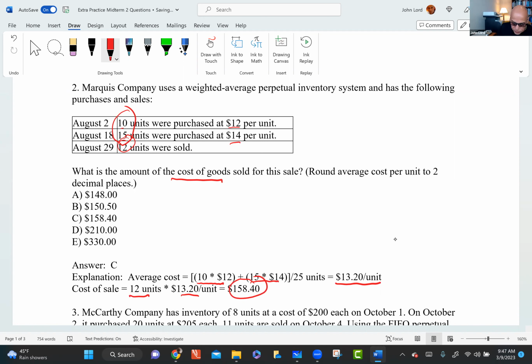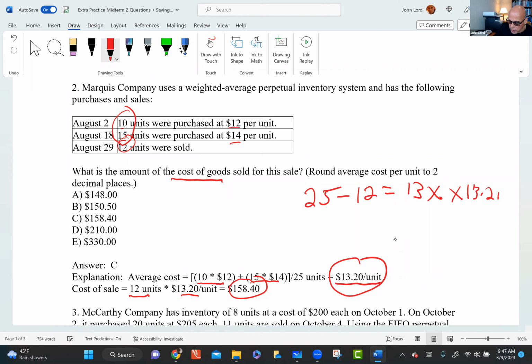Now, the question didn't ask this, but if it were to ask, what's the value of the ending inventory? This has cost of goods sold. If they asked the value of the ending inventory, we would have bought 25, I should say. We sold 12, so we have 13 left, and we would take that 13 left and multiply that by that weighted average cost of $13.20.